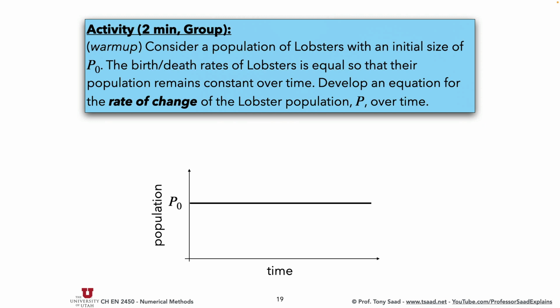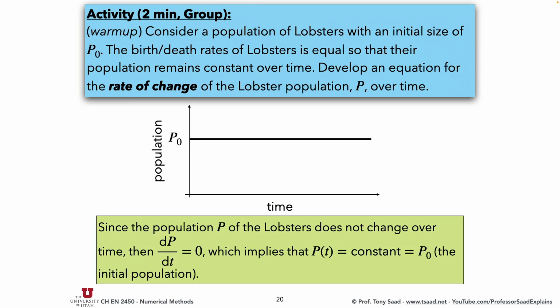I'm saying that it's not changing. I'm telling you it's not changing. So what is an equation for the rate of change of the population? I'm telling you it's not changing because there's an equal number of births and an equal number of deaths. So the population is not changing. Therefore, what is the rate of change of the population? 0. Okay, yes. It's going to be 0. This is a warm-up exercise. Because the population P of lobsters does not change over time, then dP by dt is equal to 0.